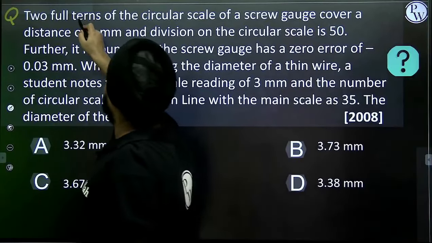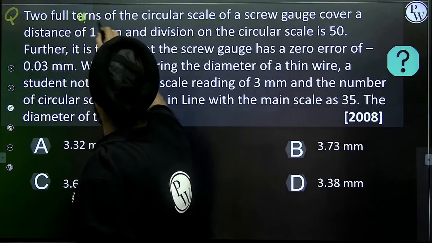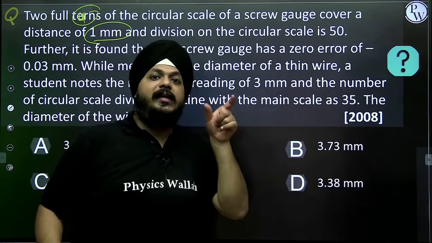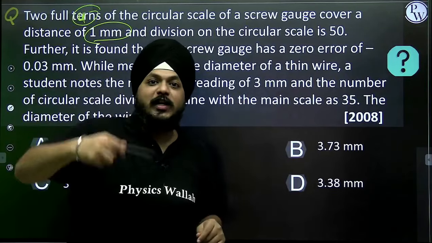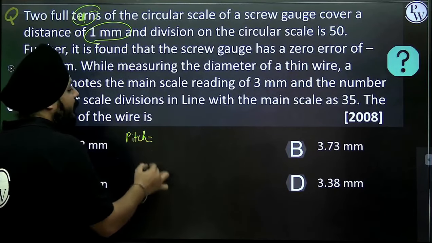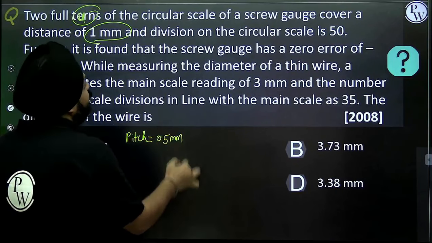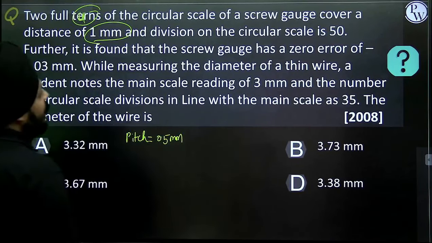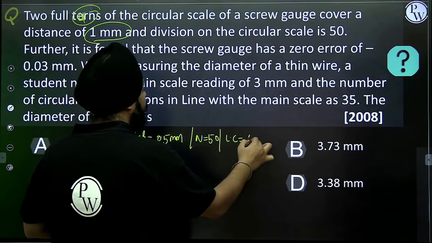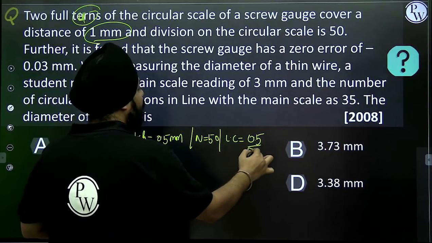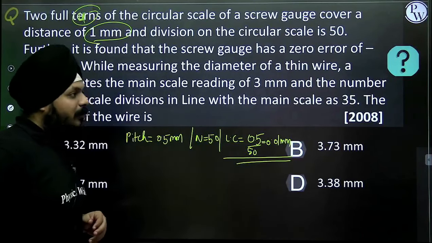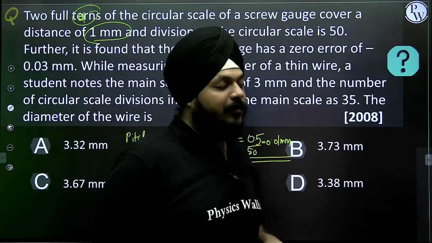See, 2 turns of a circular scale cover a distance of 1 mm. 2 rotations, linear distance 1 mm. Then on one rotation, linear distance is 0.5. So it means here the pitch will be 0.5 mm. Total number of divisions are 50. What will be the least count? The least count is equal to 0.5 divided by 50. So it's 0.01 mm. Right, this will be the least count.